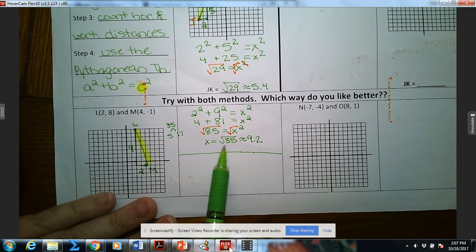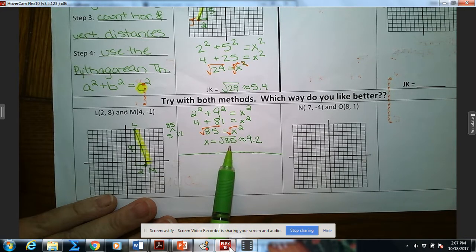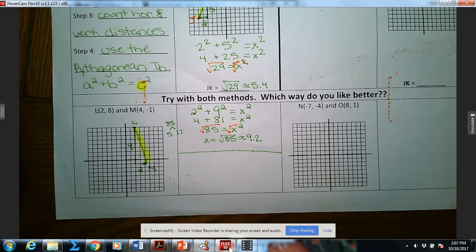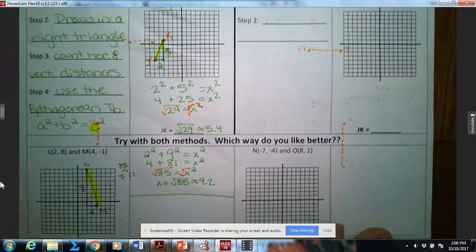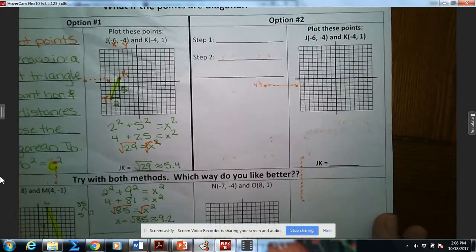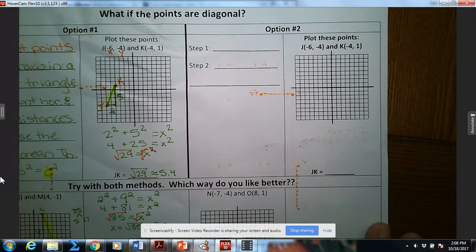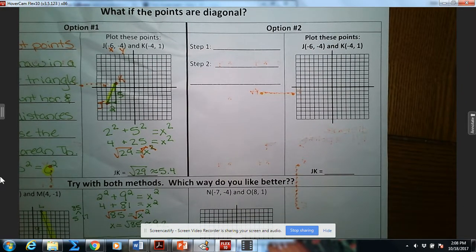So we've got our exact value, which is the square root of 85, and our approximate value, which is about 9.2. Okay, I'm going to show you another option, which is really what the SOL wants you to use. And this option is called the distance formula.